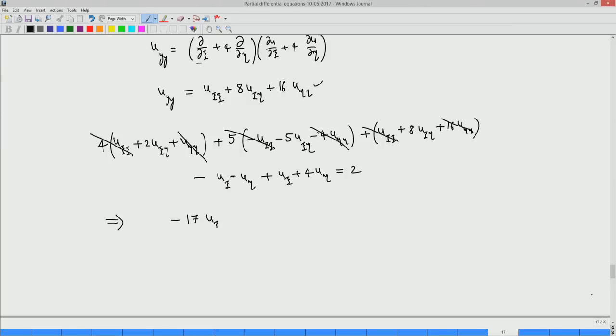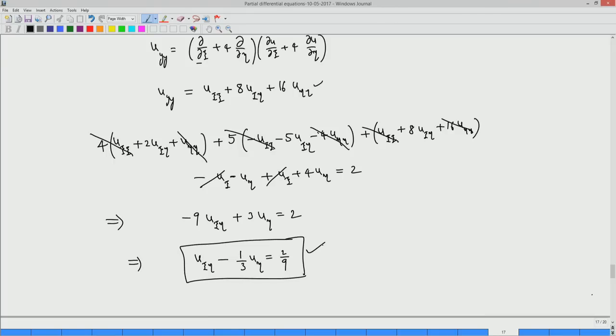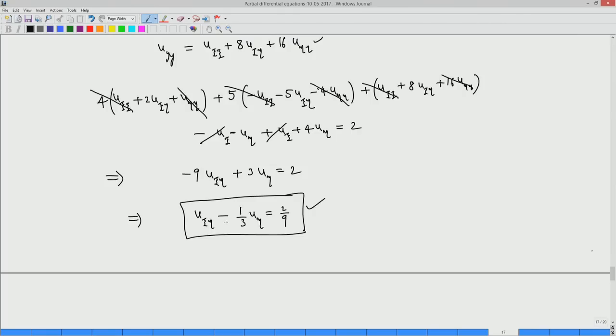17 u xi eta and you have plus 8 u xi eta. So that is minus 9. So together minus 9 u xi eta, and here also u xi goes, and this becomes plus 3 u eta equal to 2. So this gives me u xi eta minus 1 by 3 u eta equal to 2 by 9. So this is the equation now. This has a mixed derivative, so that means hyperbolic, you can easily see.